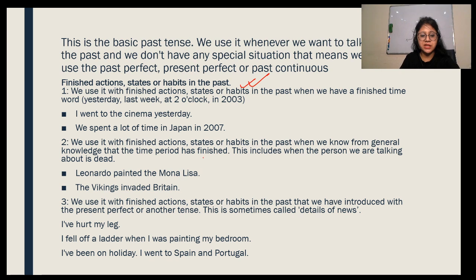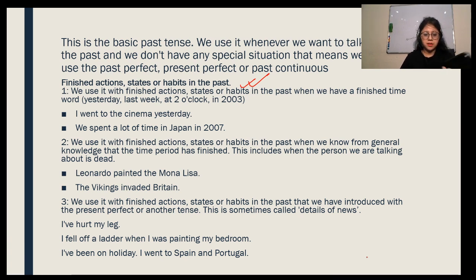All right. Let me read out the rest. We use it with finished actions, states or habits in the past when we know from general knowledge that the time period has finished. Next, we use it when we have introduced the present perfect or another tense in the past. So we use it even then. I've hurt my leg. I fell off a ladder when I was painting my bedroom. So you've hurt your leg. It's called narrative tenses when you use other tenses to talk about something that happened in the past.